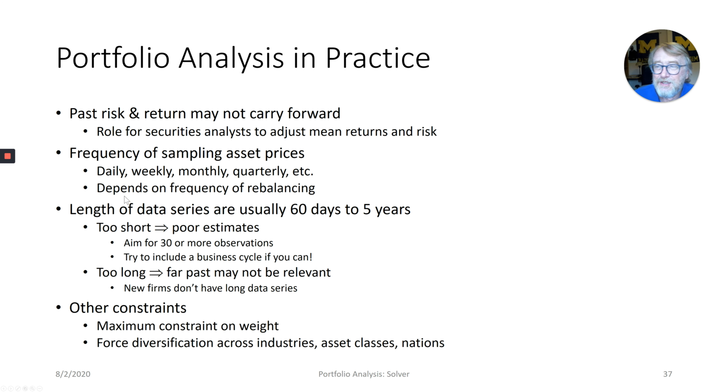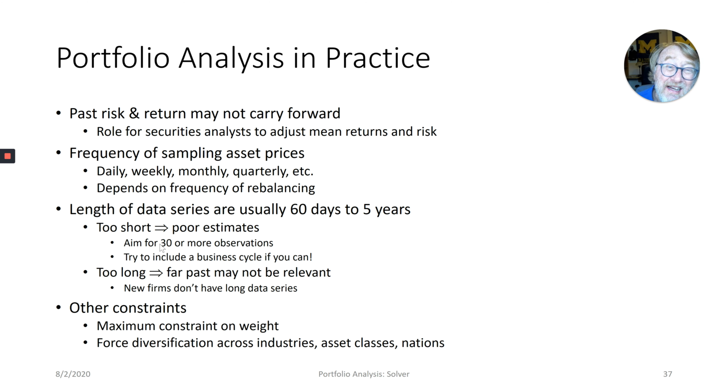So I would recommend the frequency of sampling depends on how frequently you rebalance. If you're rebalancing daily, then do daily data. If you're rebalancing once a month, then do monthly data. If you're only rebalancing once a year, then you're probably losing money. So it's up to you. The length of the data series, usually you want like 5 years of data, maybe 30 to 60 observations. Too short, you get poor estimates. Too long, you have to question how relevant it is when you go back that far in time.